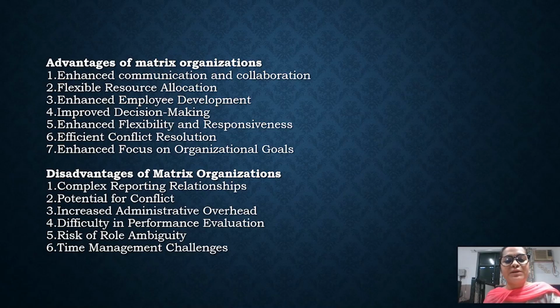Now, the third advantage is enhanced employee development, which means that employees will often work on diverse projects, right? And it will expose them to various functions and challenges. This exposure will help them to develop a broader skill set, and it will also help them to gain valuable experiences in different areas of the organization.